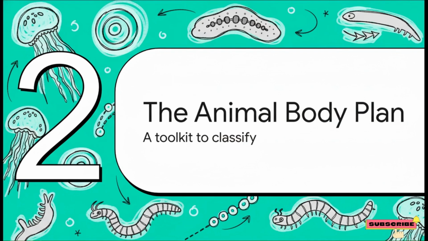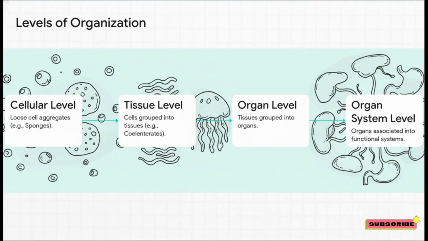See, to tackle a problem this big, scientists can't just look at what's on the surface. They have a special toolkit, a kind of checklist of really fundamental features that helps them group animals based on how they're built, their basic body plan. So first up in that toolkit, it's all about complexity, the building blocks. And honestly, it's a lot like building with Legos.